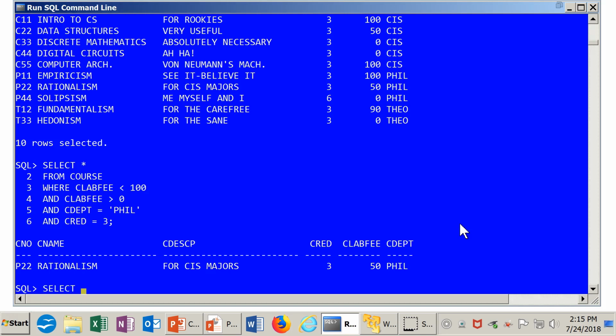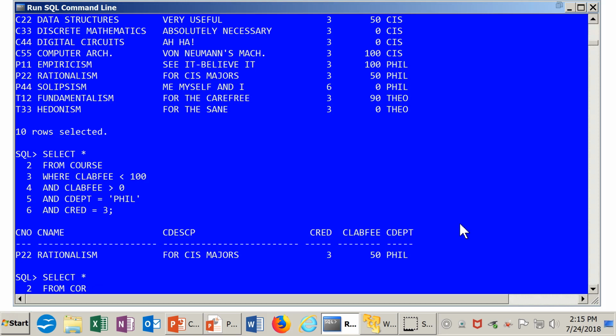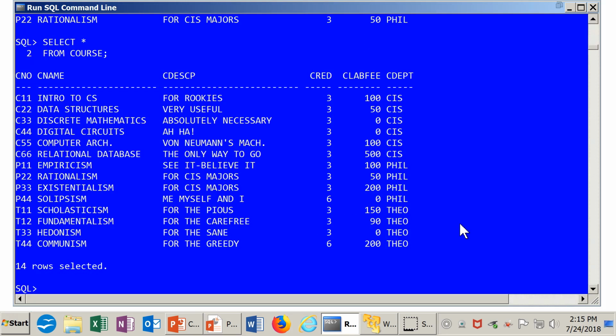And you can do that simply by saying select asterisk from course, and then examine those 4 conditions and find out that there are rows for which maybe 3 of the conditions are true. Like, for example, this row from CIS, 50 is less than 100, 50 is greater than 0, credit is 3. We're almost there, but then department is not equal to PHIL. That row didn't make it into the result because it did not satisfy all of the conditions. And that's the principle with the AND.